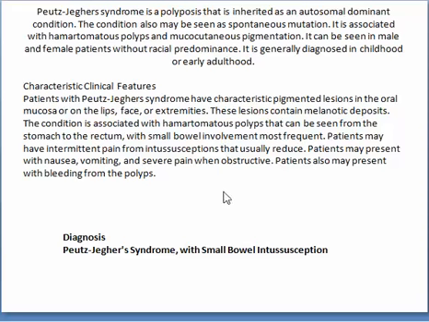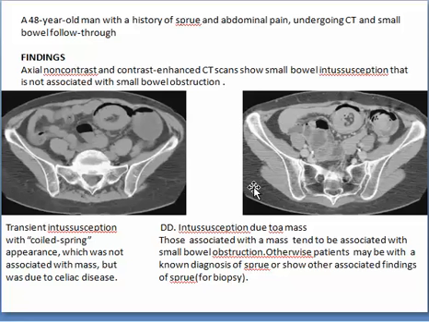The other cause for intussusception is celiac disease, and here is the case. A 48-year-old man with history of sprue, axial non-contrast and contrast CT scan shows small bowel intussusception. This is the one inside here. Small bowel intussusception with a small bowel obstruction, that is dilatation. The transit intussusception is with coiled spring appearance, which was not associated with a mass. There is no mass. It's only loops within loops.